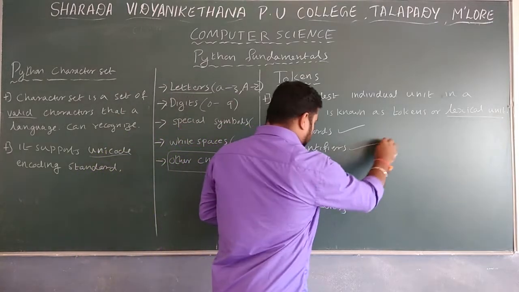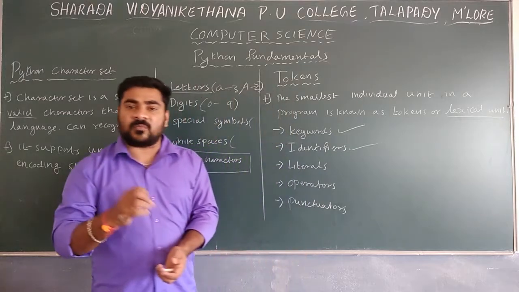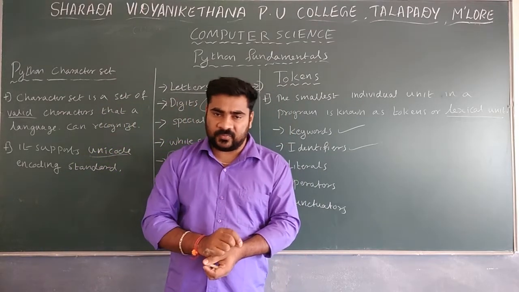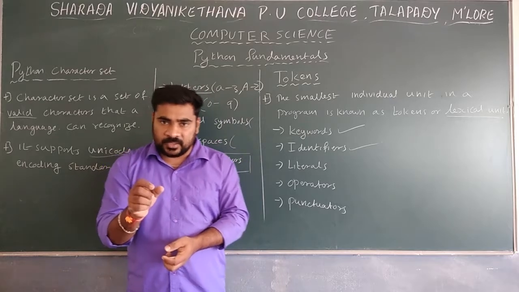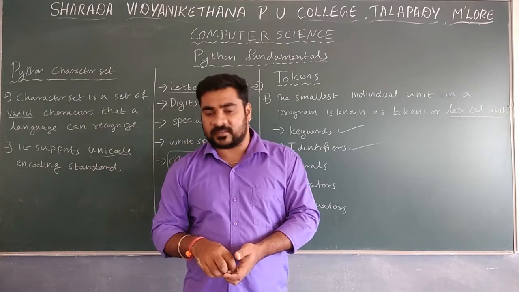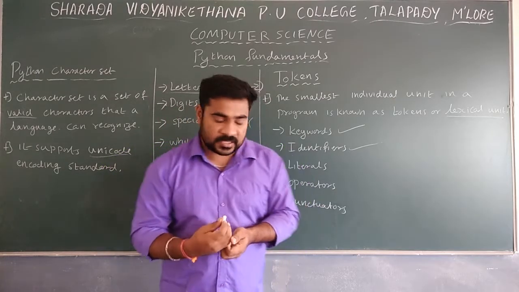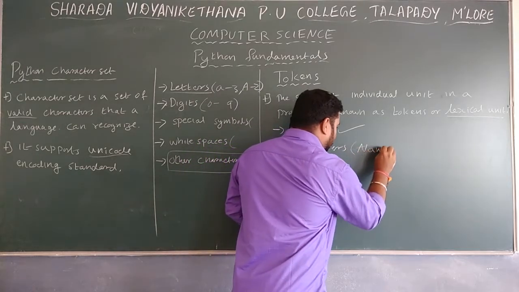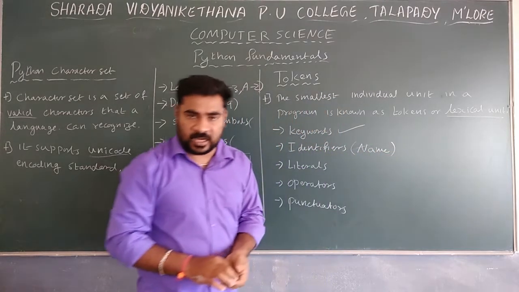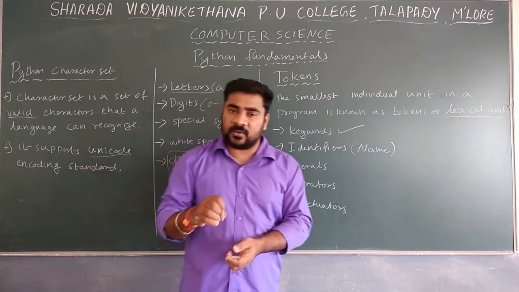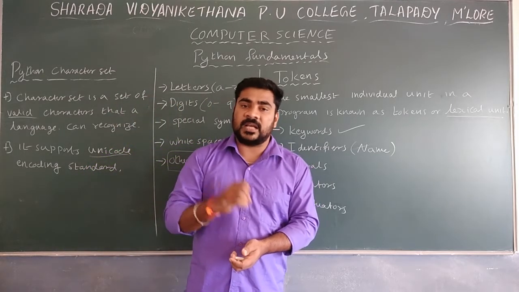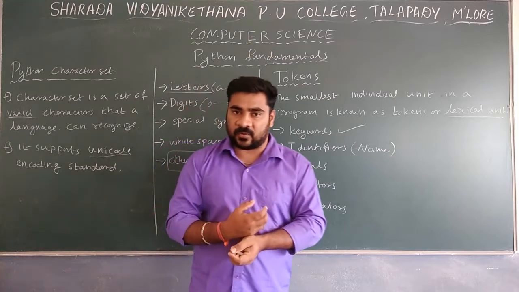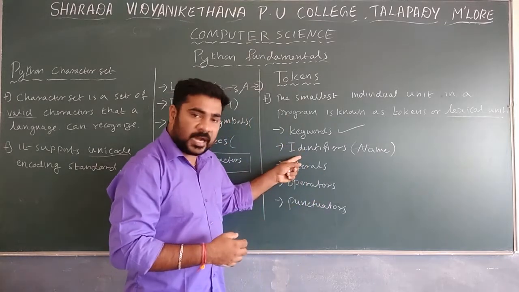The next one is identifiers. Identifiers are normally variables. To identify a particular unit, we have to provide some names. An identifier is just a name. A name provided to a programming element is known as an identifier. To identify the programming element, a name is required, and that is known as an identifier.